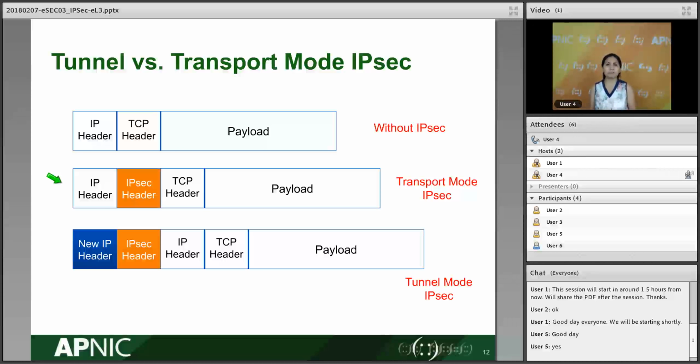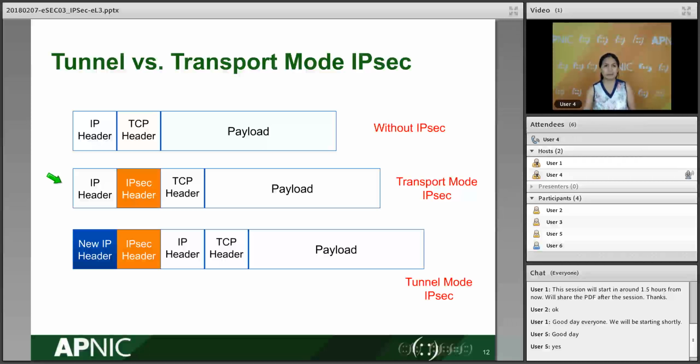So that's kind of like the main difference between them, I suppose. It has an implication on which parts are encrypted, which ones are not, which ones are exposed, but it's not to say the transport mode is lesser than tunnel mode. It has its own purpose. It has its own use cases where it is mostly used, right?